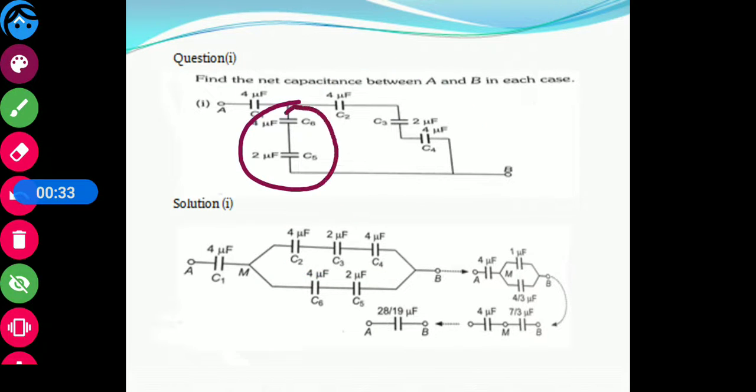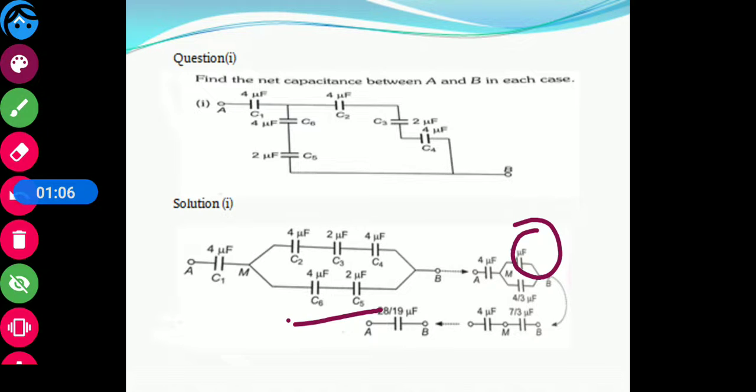Similarly, these two are also in series, so they are shown in this diagram in series combination. Now we know the formula for the resultant of the three capacitors in series. So for 4, 2 and 4, if you use the formula of the series combination, we get the result equal to 1 microfarad. Similarly, for these two, if we use the formula for the series combination, we get the result 4 by 3 microfarad.